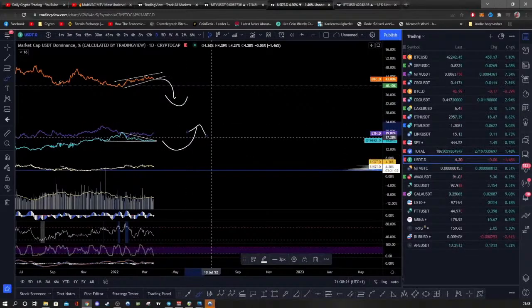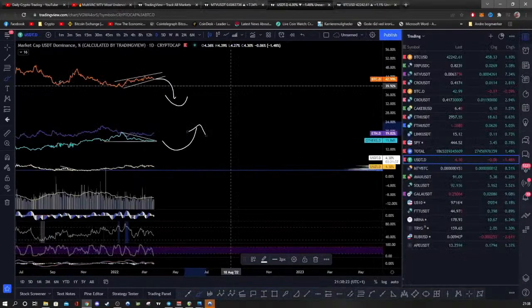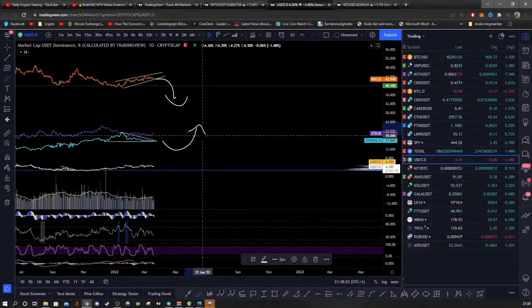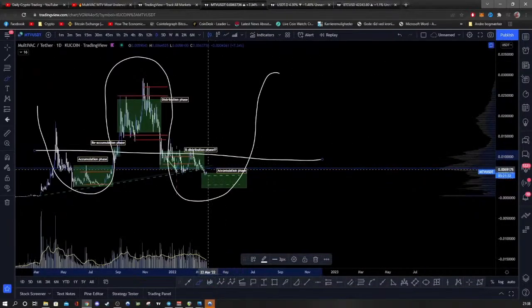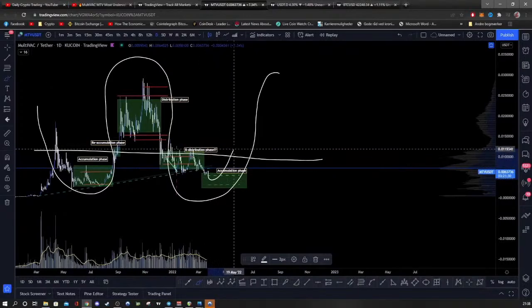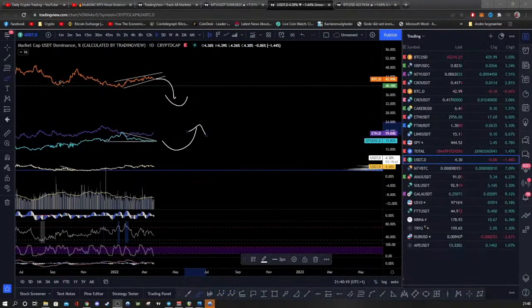Now, what does that mean for MultiVAC? Well, for MultiVAC, especially in the short term, that means we might get some gains. So we might go down here before we see some gains. All right, guys. Now, remember, this is a probability game. I will say there's a 70%, 75% probability that this outcome might happen, and 25% it might not happen. This is only a probability game, guys. Nothing more, no guarantee, anything like this. But in my opinion, this is looking good.